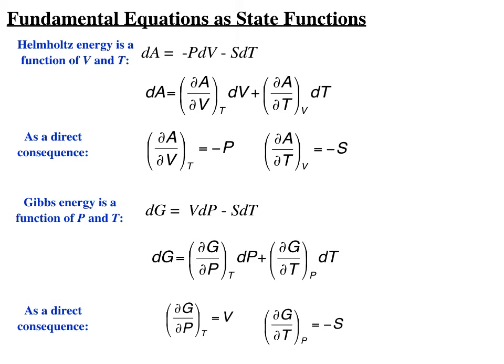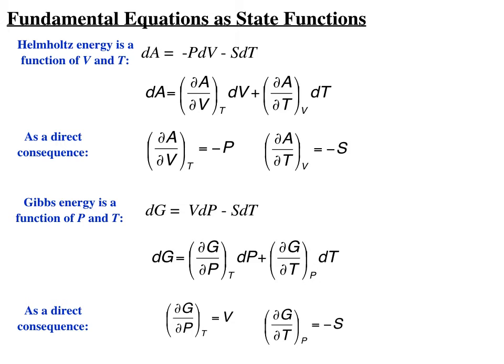So I begin with my expression for the Helmholtz increment of change, dA is equal to minus P dV minus S dT. Now I insert that into an expression for treating A as an exact differential. It's the partial of A with respect to V at fixed T times the increment of change dV plus the partial of A with respect to T at fixed V times the increment of change dT. So I make comparison between these two equations, and since they are both true statements, then they must match each other exactly.